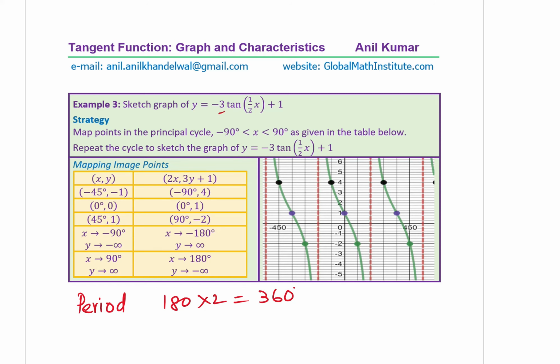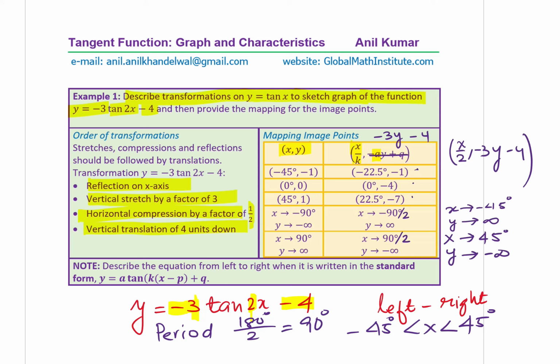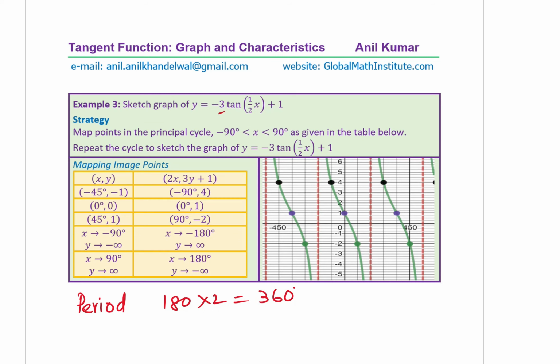Now, deciding about the reflection, minus 3 tan half of x plus 1 is the example given to us. We earlier discussed its transformation. Now we are going to sketch it, correct? So in example 1, we discussed a similar graph. Now we are going to sketch this particular graph, okay?